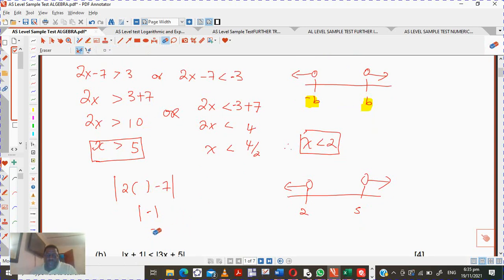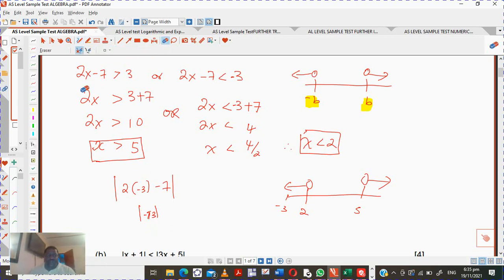If we take numbers that are less than 2, let's say we take -3, for example, and we punch that in there. So -3 times 2 is -6, -6 take away that gives you -13. And the absolute value of -13 is just going to be 13.